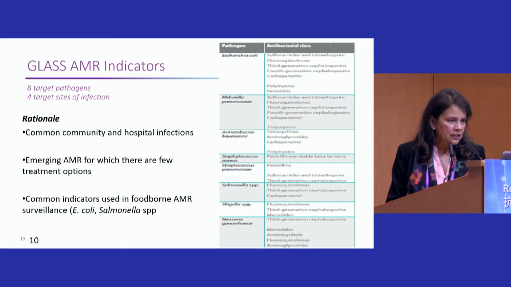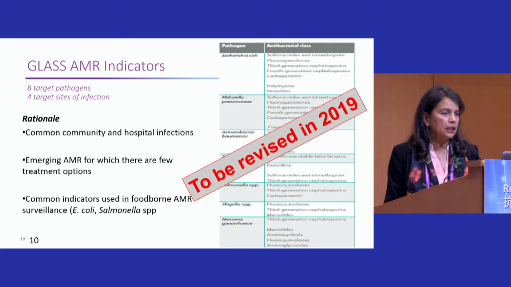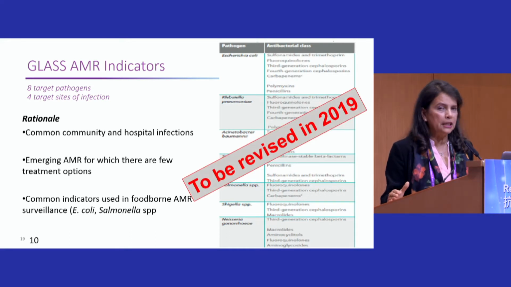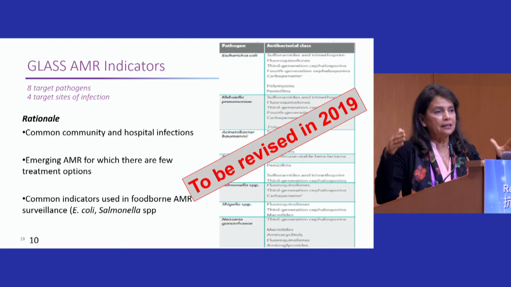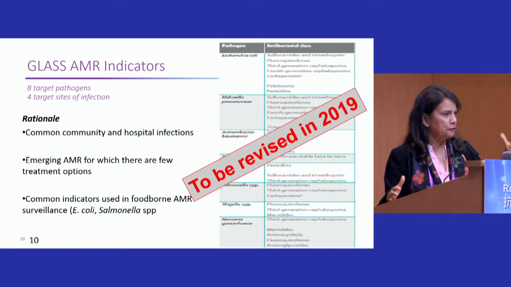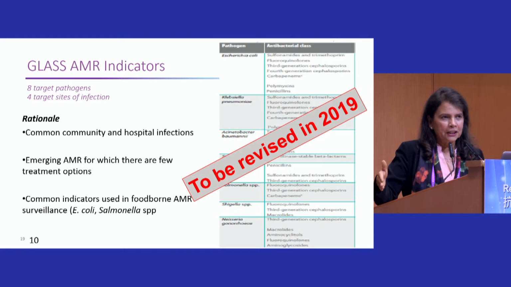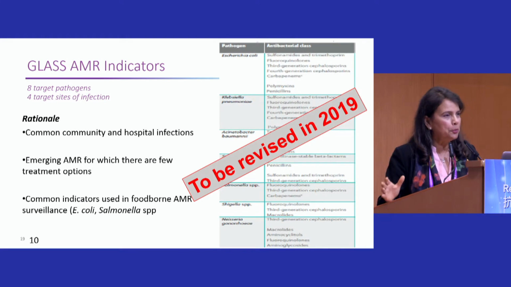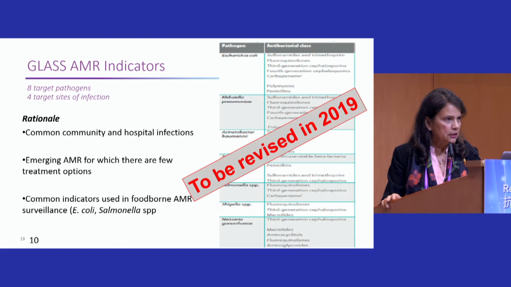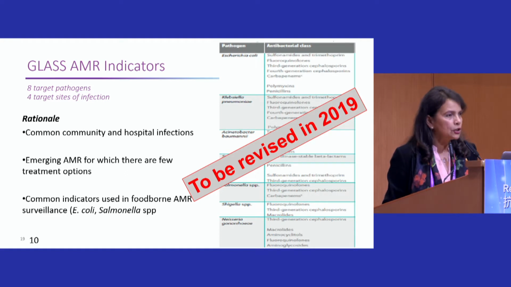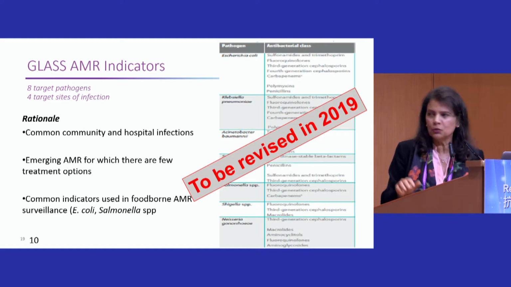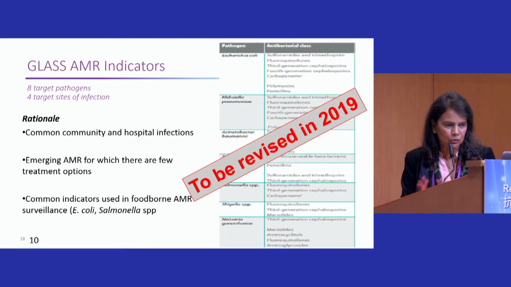So this table is available in our documents, but I'd like to call attention that as GLASS has been designed in cycles of 5 years, the first year being 2015, the 5th year being 2019. We will be revising some of these indicators. We anticipate some additional indicators to be included, but this we'll discuss more tomorrow during the workshop.